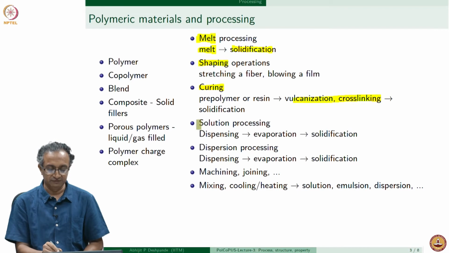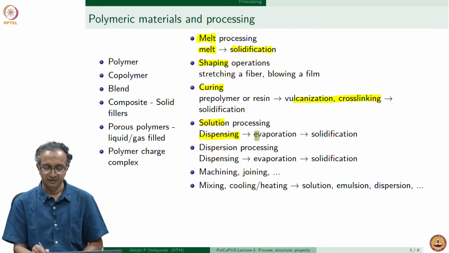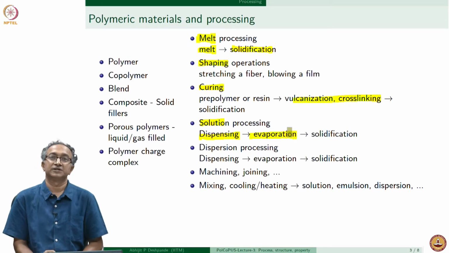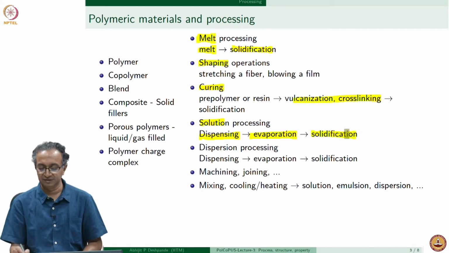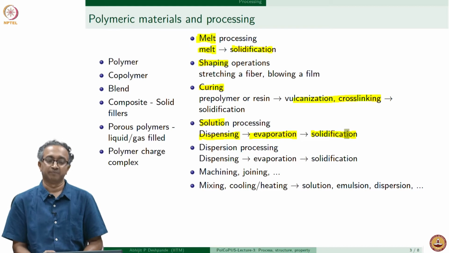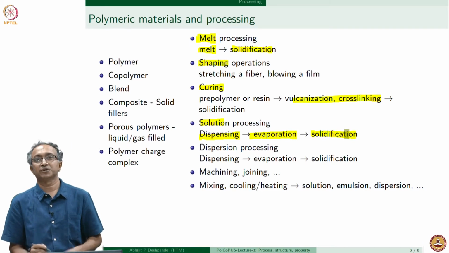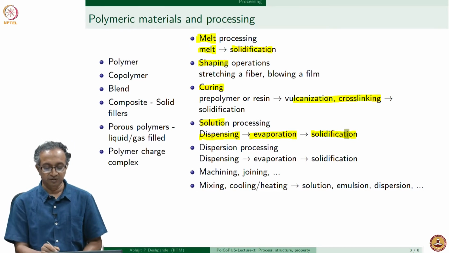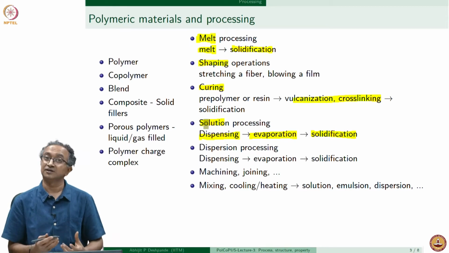Then what we will do is we will form a solution, we will dispense it on the substrate where we are coating, then we will allow the solvent to evaporate, and then the solid coating will form. So again, this is an example of a processing operation. We need not have a solution of polymer where there is an intermolecular mixing.